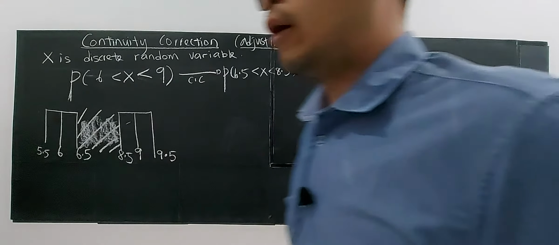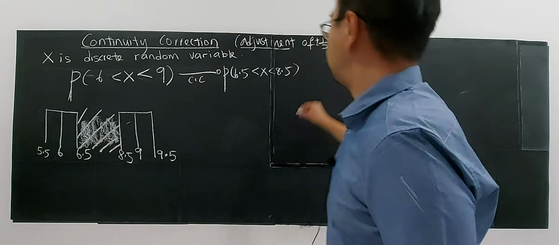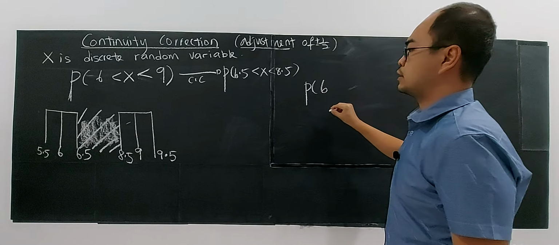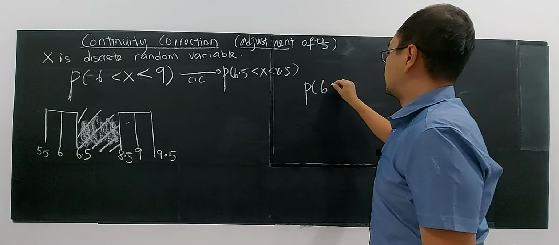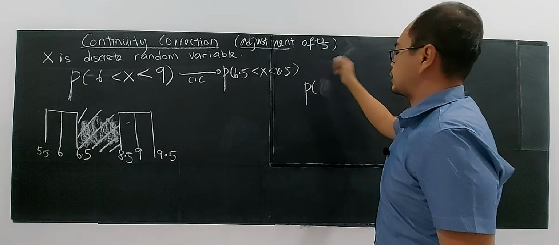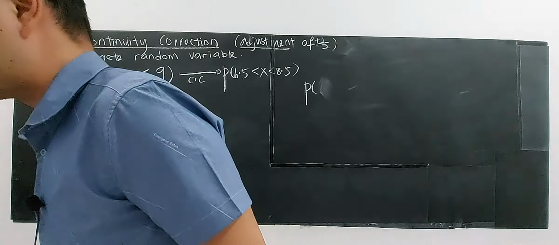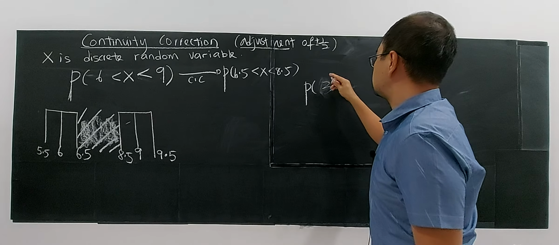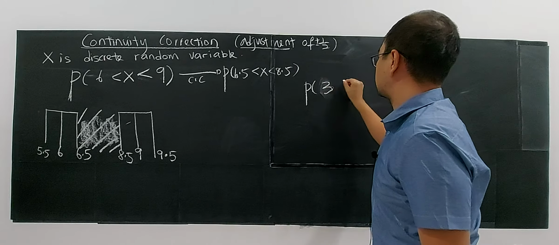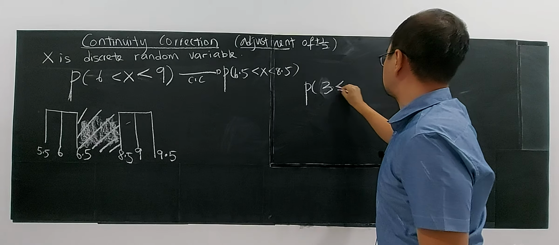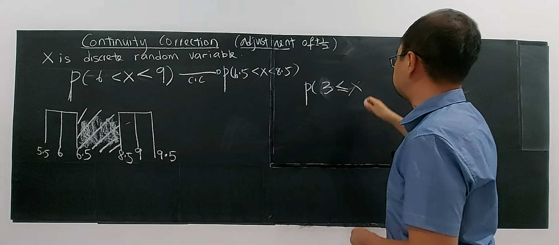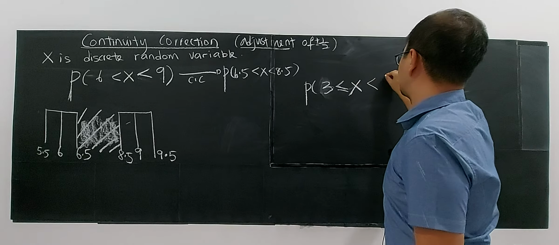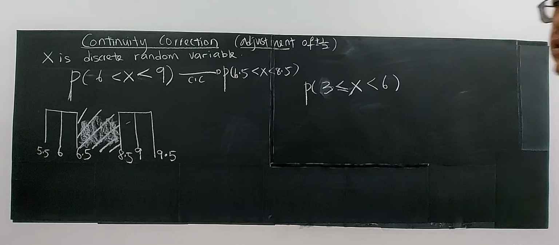So now how about probability of 6? For example, I give you another example. Let's say 3 and 6. This is just for you to understand. Later on, when I explain in the problem solving, make sure you have already watched this video. So if less than 6, right? In this case, what happens?